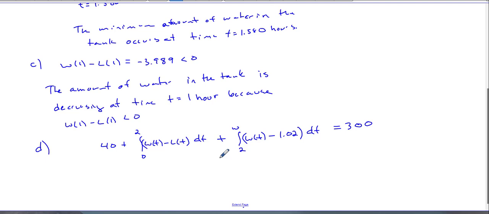If you subtracted 40, that's okay. If you left those two over there by themselves, that's okay also. If you wrote out 4 integrals, that's okay also: 0 to 2 of W of t dt minus 0 to 2 of L of t dt plus 2 to w of W of t. And honestly, you could have gone 0 to w of W of t dt and then minus 0 to 2 of L of t dt minus 2 to w of 1.02. That'd be fine also. I don't think many people would think about it that way though. This is what I would have written. Is it wrong? No, it's right.